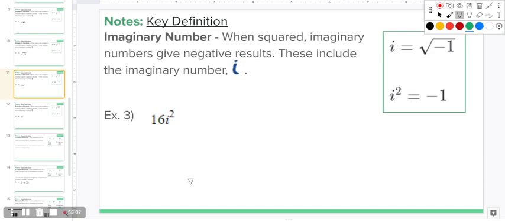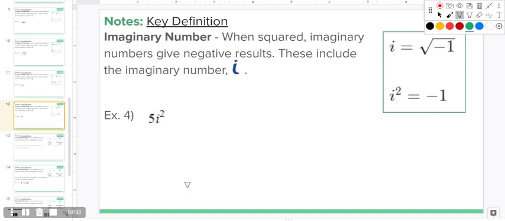We can also work the other way with i, where we're using the second definition below here, where i squared equals negative 1. So if we're given 16i squared, we can first replace that i squared with negative 1. So 16 times negative 1. And if we have negative 1 times any number, it's just going to be that number with the opposite sign. So in this case, we'll get negative 16 as our answer.